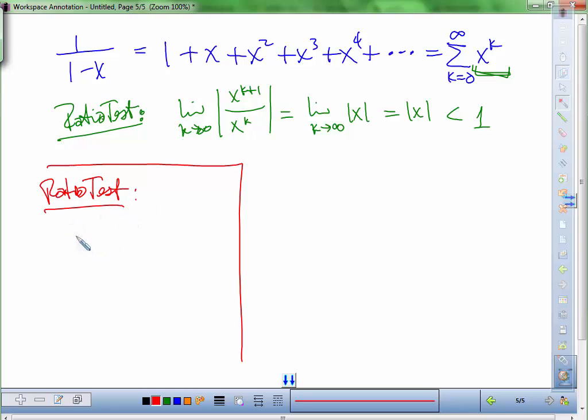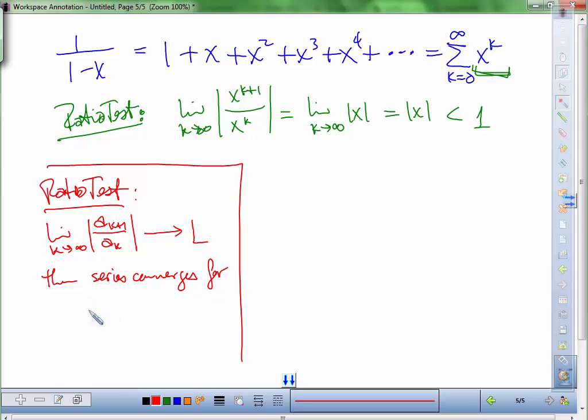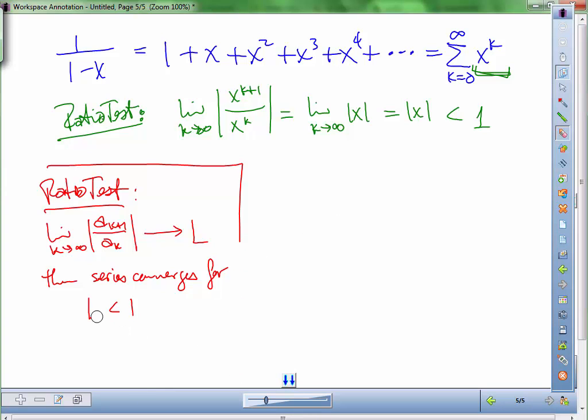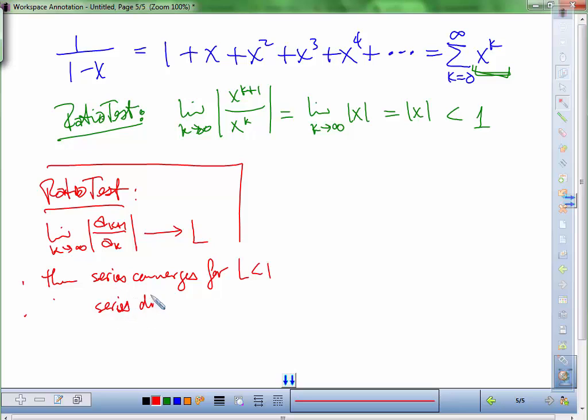Here's a quick summary of the ratio test. You take the limit as k approaches infinity of a sub k plus 1 over a sub k, and let's say that's equal to L. Then the series converges for L less than 1. The series diverges for L bigger than 1.